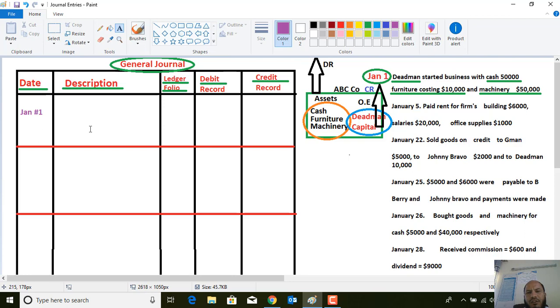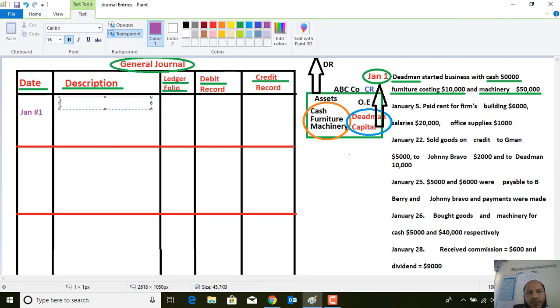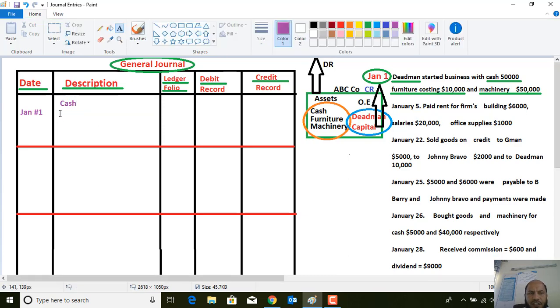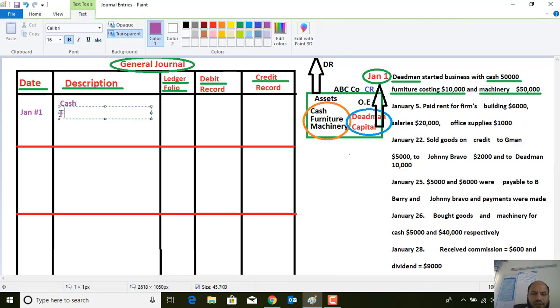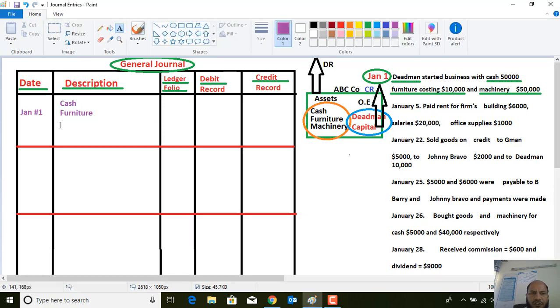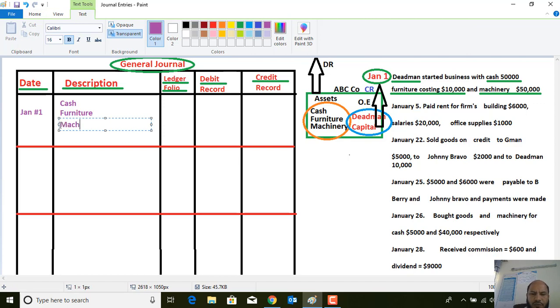So what happened on January 1st? Dear students, Deedman invested cash, that is one thing. Second, Deedman invested furniture. And third, Deedman invested machinery. The cash, furniture and machinery have been invested by whom? By Deedman. So we may say that it is the Deedman capital.